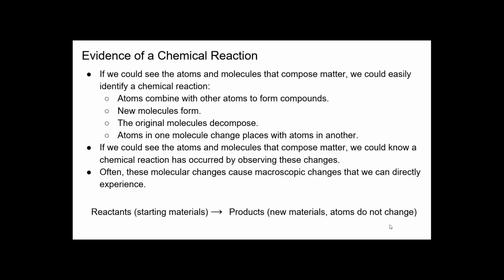So, evidence of a chemical reaction. If we could see the atoms and molecules, we would see the atoms moving. We would see them changing partners. We would see these new molecules being formed. We would see the original molecules, the bonds breaking, and new bonds forming with new substances. However, we can't see that. So what we have to do is look for evidence that a chemical reaction has occurred.